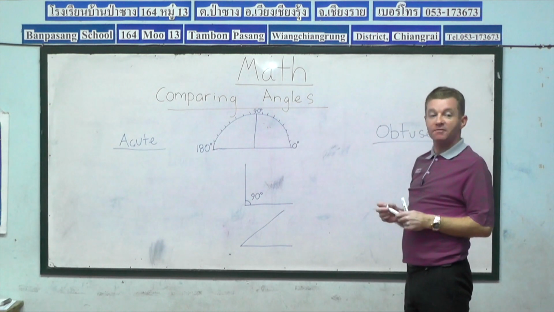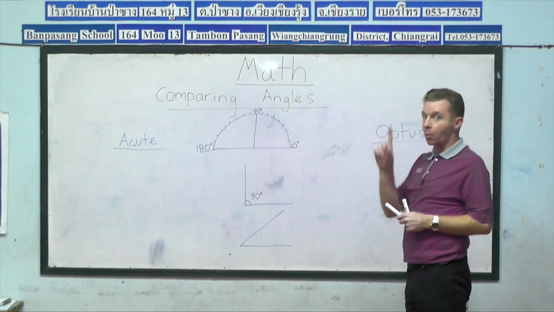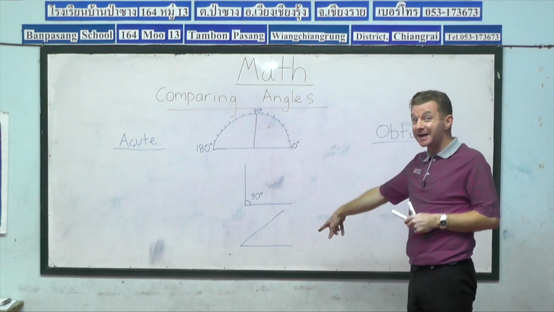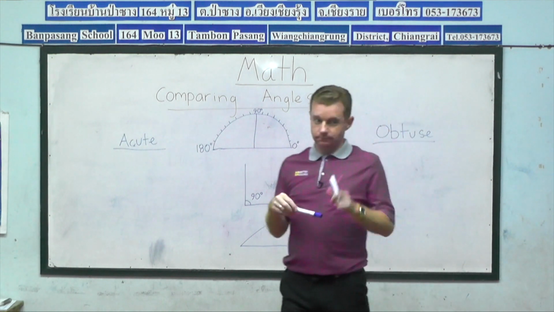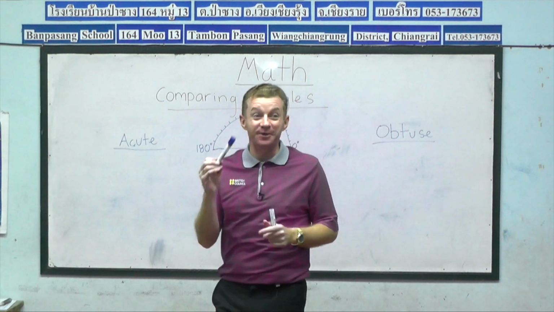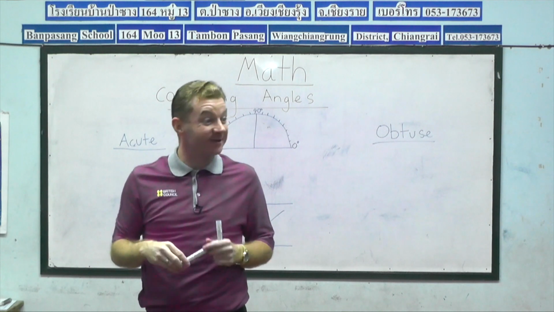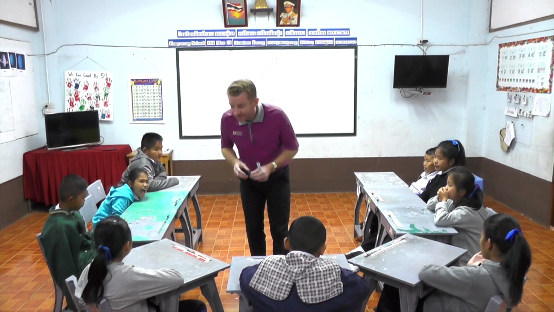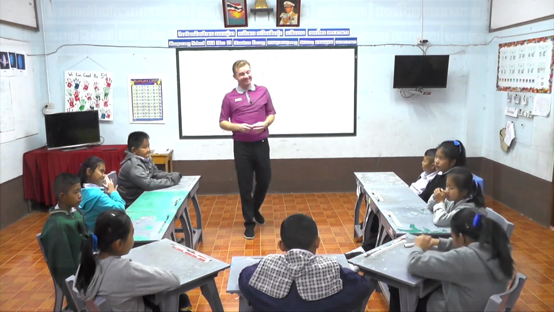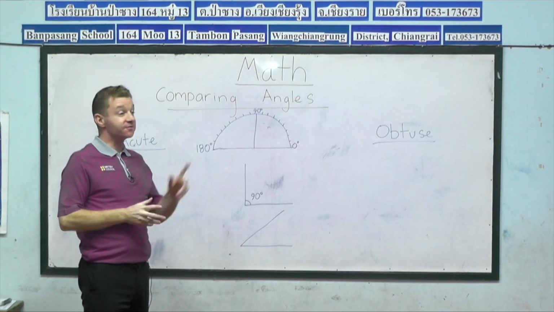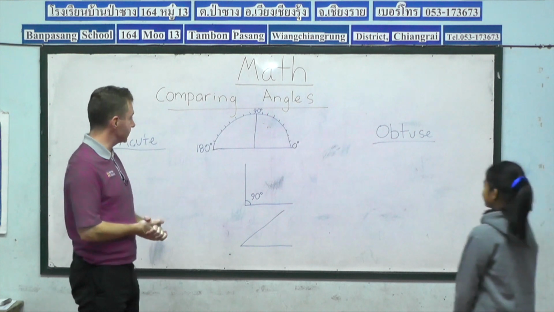And now we have another angle underneath. But what we want to know is, is the angle I have drawn acute or obtuse? Very good. But now let's see who can show us if it's acute or obtuse. Dan, come and join me at the front of class, please. Okay, so Dan gets first go at comparing the angles.